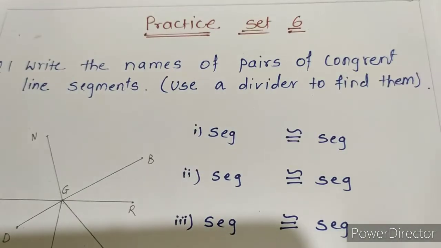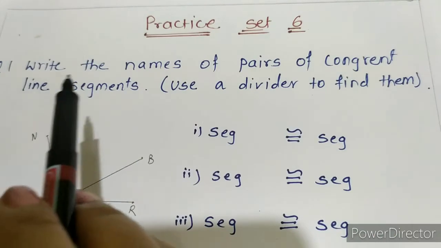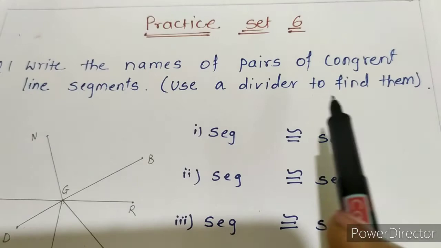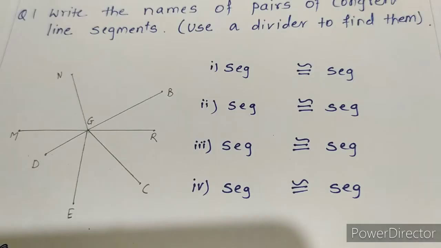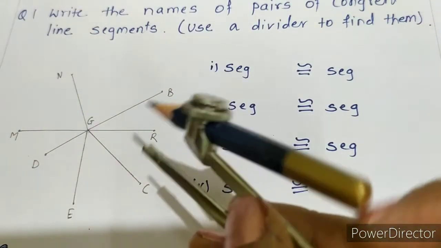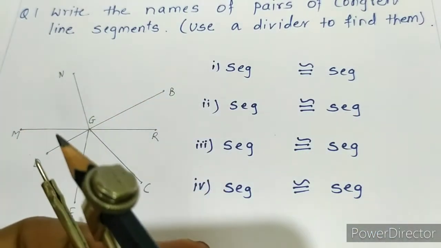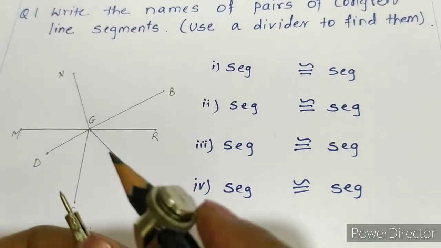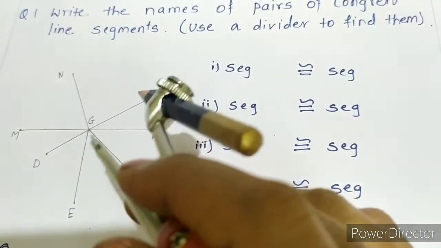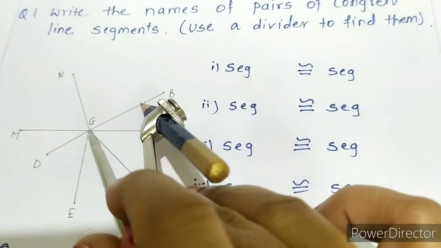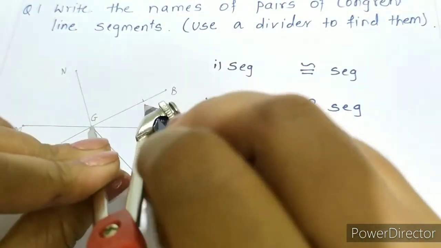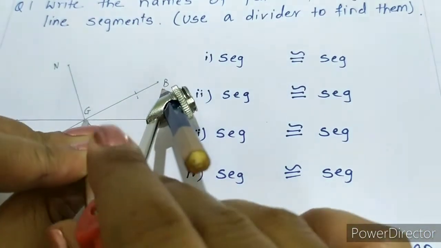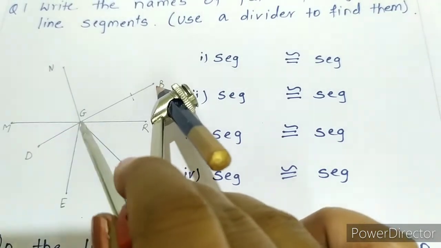Now let's solve practice set 6. First question is, write the names of pairs of congruent line segments. We have to use a divider to find them. So we will use this divider to measure the length. First we will place it on point G and measure the segment GB. So here one tip on G and the other is on B. Like this you will measure. So this is GB.